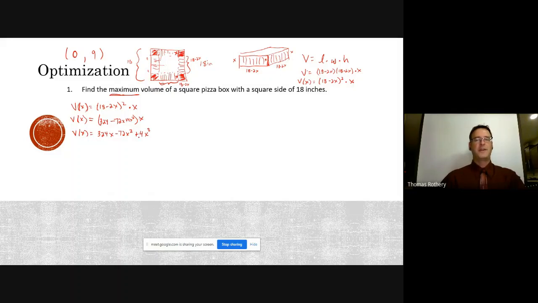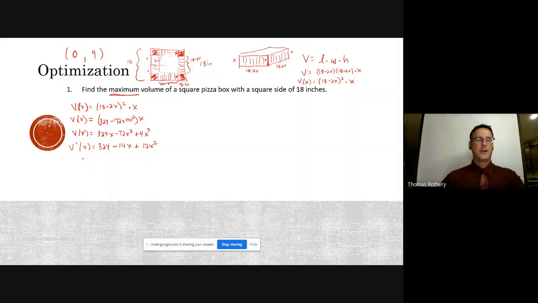I haven't really done any calculus yet because I haven't taken the derivative. I've just cleaned this up to make it look a little bit more manageable so that when I take a derivative, it's a little bit easier, at least in my opinion. So the derivative of 324x is just 324. Derivative of negative 72x squared is negative 144x. And the derivative of this last term is 12x squared.